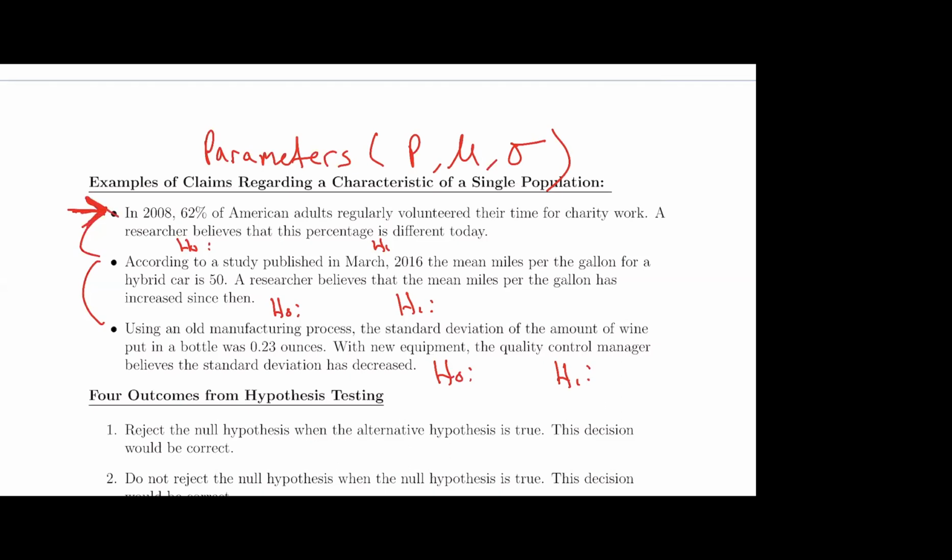The first one says, in 2008, 62% of American adults regularly volunteered their time for charity work. A researcher believes that this percentage is different today. Which parameter do we think it is? If you think it's p, put A. If you think it's mu, put B, or if you think it's sigma, put C. Put your answer in the chat.